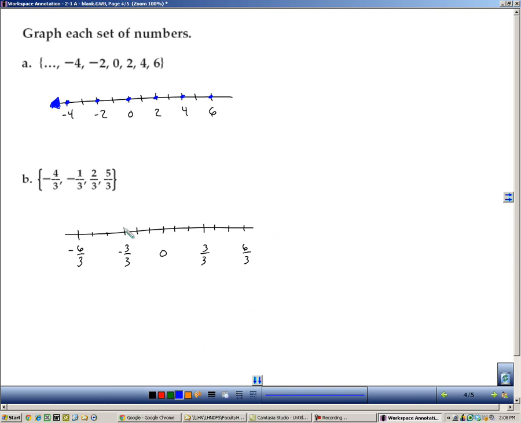So now I'm going to put my dots on. -4/3, well, here's -3/3. -4/3 goes here. -1/3 is here. 2/3 is smaller than 1, and then 5/3. There is no pattern that goes on forever, so I'm done.